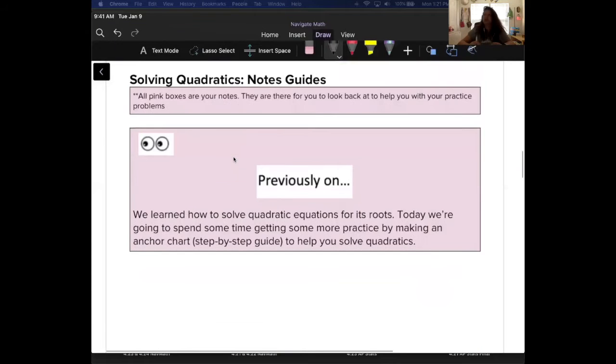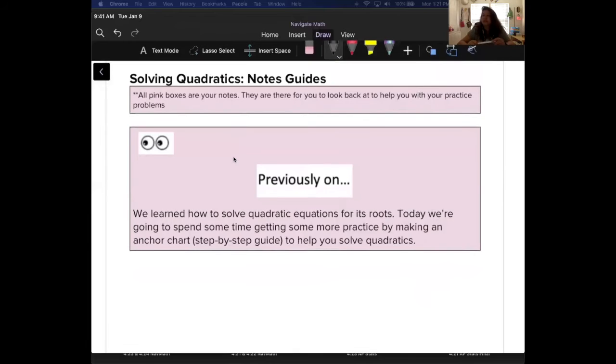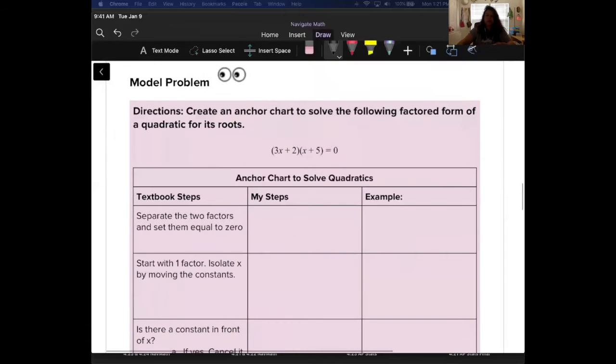All right, let's get started with our notes. So previously on Nav Math, we learned how to solve quadratic equations for its roots. Today, we're going to spend some time getting some more practice by making an anchor chart, which is a step-by-step guide to help you solve quadratics. So here's an example that I'm going to do. In your anchor chart, there's going to be a few different things. I've given you the textbook steps. I'm going to put it into my own words, and I'm going to show you an example using the problem.